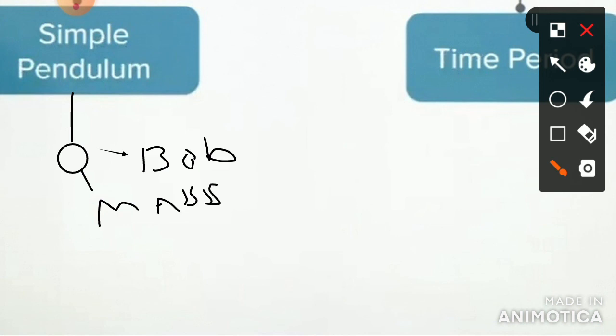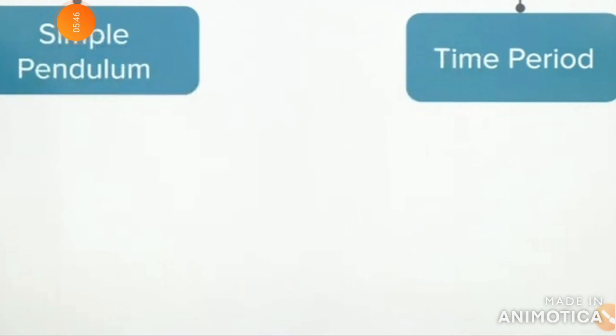So the simple pendulum means an ideal pendulum, the thread with the hanging one. An ideal pendulum consists of a point mass, that is the bob, suspended by a weightless, inextensible, perfectly flexible thread and free to vibrate without friction. This is called a simple pendulum in a simple way.